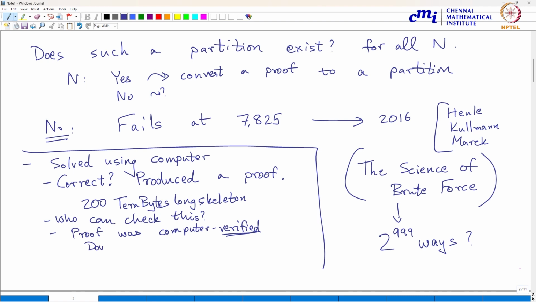So to download, reconstruct, and verify. These 3 things together took, it was of course run on a parallel computer, but if you just add up the CPU time, how many CPU hours do you think it took?